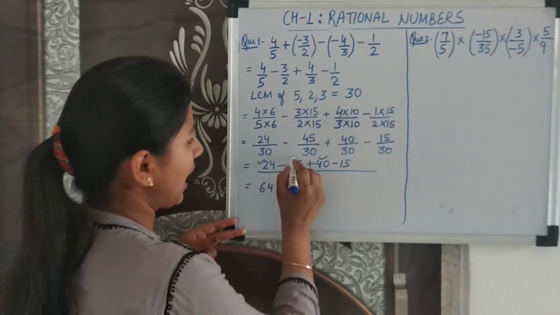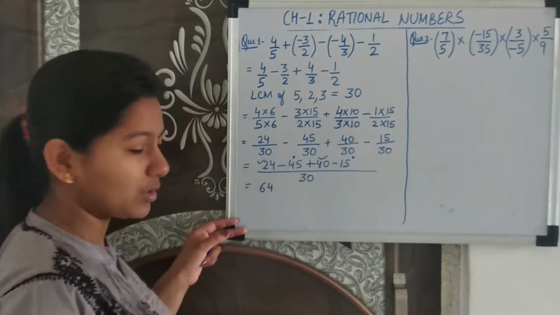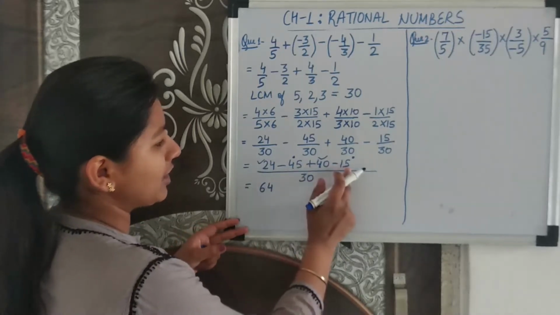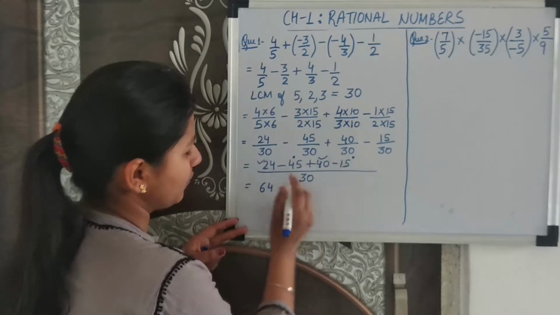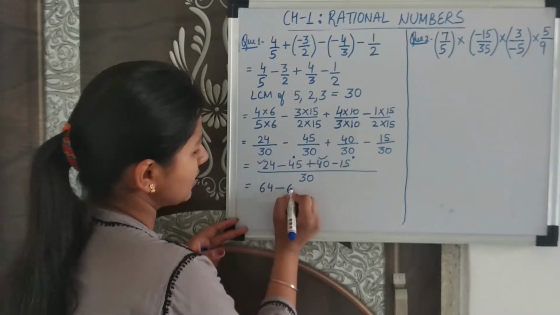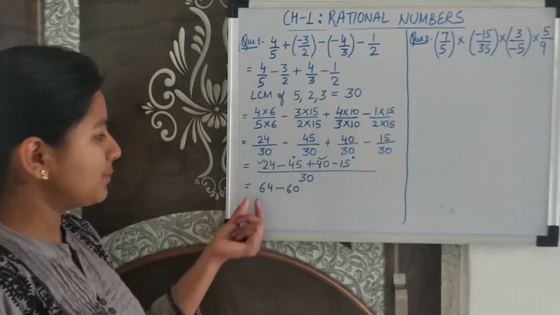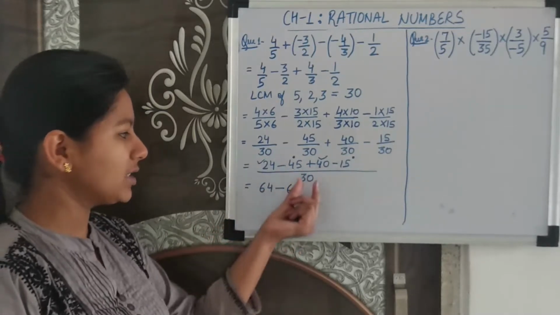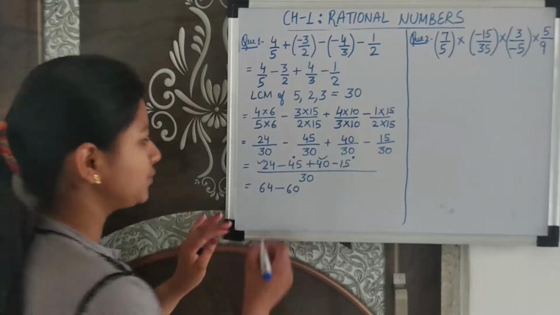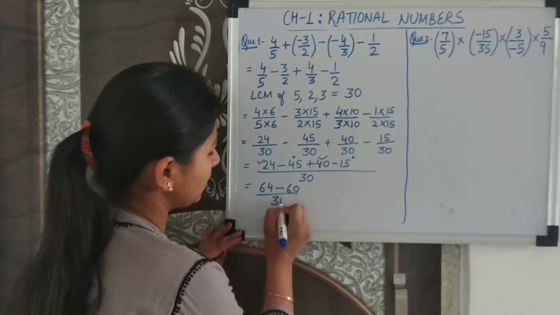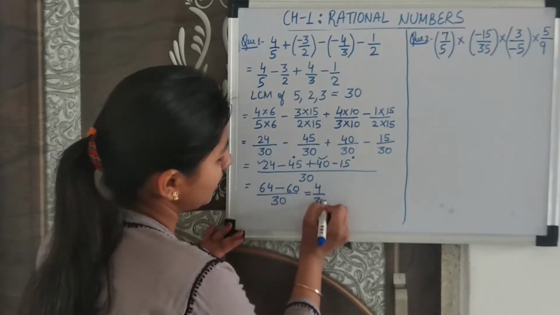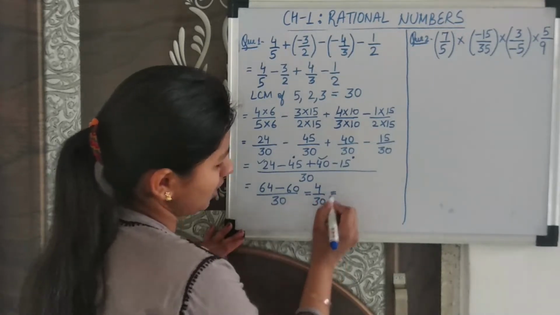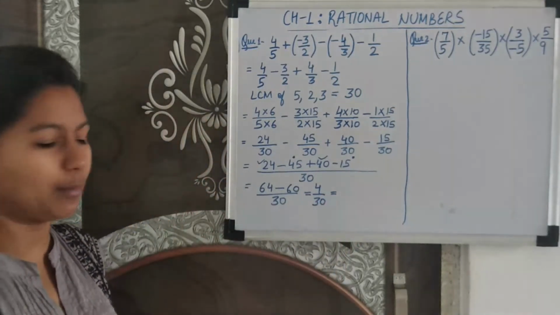And similarly, add these negative numbers together. So 45 and 15: 40 plus 10, 50, and then 60. So it will become minus 60. Plus plus I have added together and minus minus I have added together. Upon 30. So 64 minus 60 will be 4 by 30, where 4 and 30 both come in the table of 2.